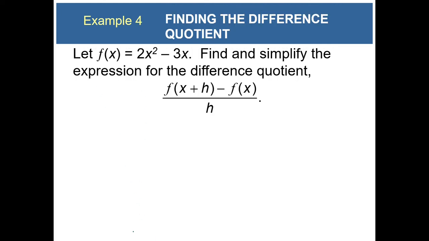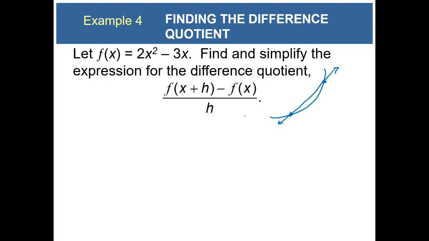Let f of x be equal to 2x squared minus 3x. Find and simplify the expression for the difference quotient. Essentially, the difference quotient is the slope of a secant line to a curve. A secant line is a line that crosses through 2 points of a curve. So this will allow us to find the slope of that secant line.